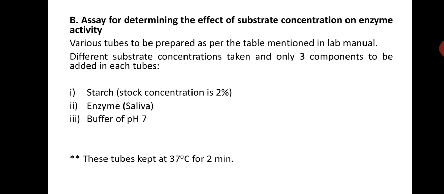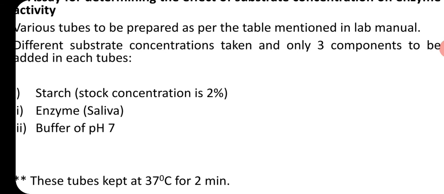You will be able to understand how you have to set the tube, in which tube, how much you have to add. But make sure, here you are going to make enzyme blank and substrate blank. In enzyme blank, you will be taking only enzyme. In substrate blank, you will be taking only substrate. And then you will be preparing your tubes with increasing concentration of starch.